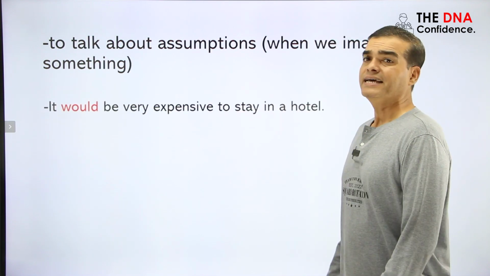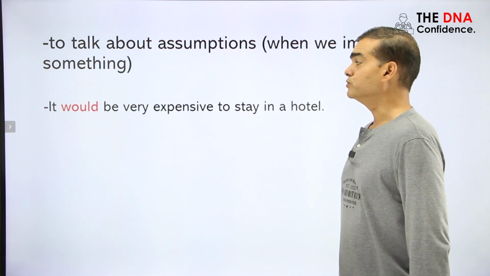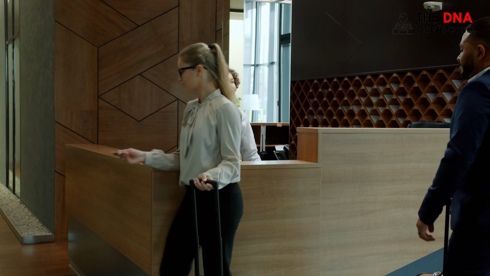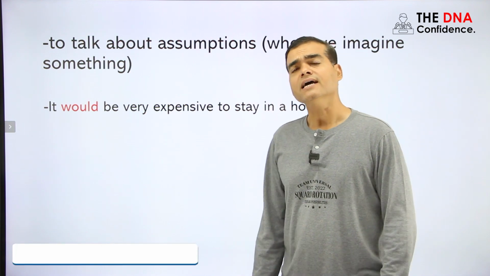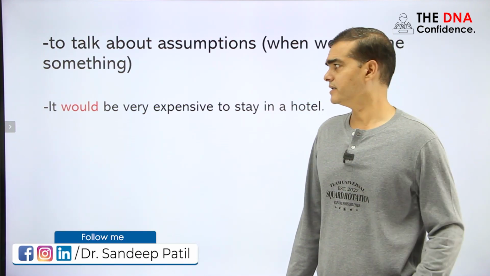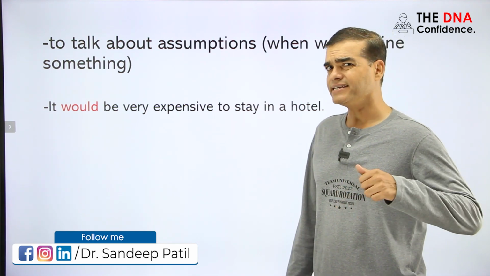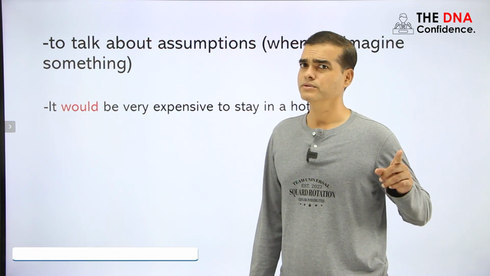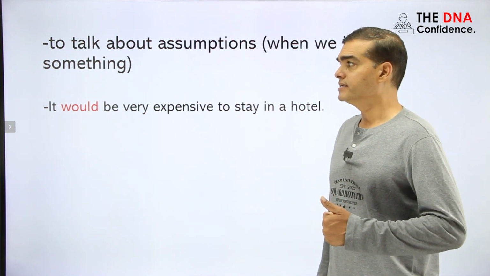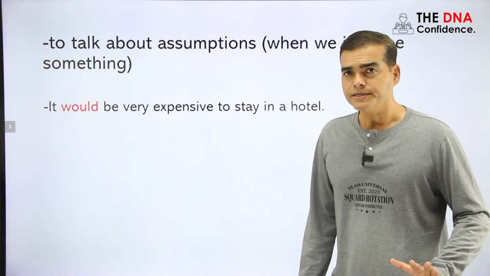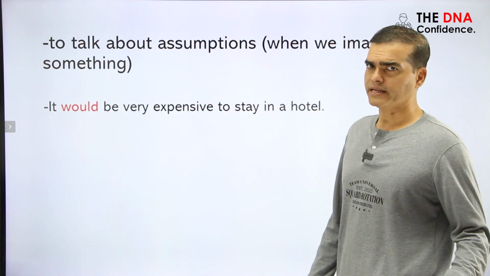For example, it would be very expensive to stay in this hotel or in a hotel. Instead of "it would be," you can say, I think this hotel will be very expensive. It's imagination. Here it is used, it would be. You are not sure, it's imagination. Okay, got it? It is used in imagination, so you can just understand.